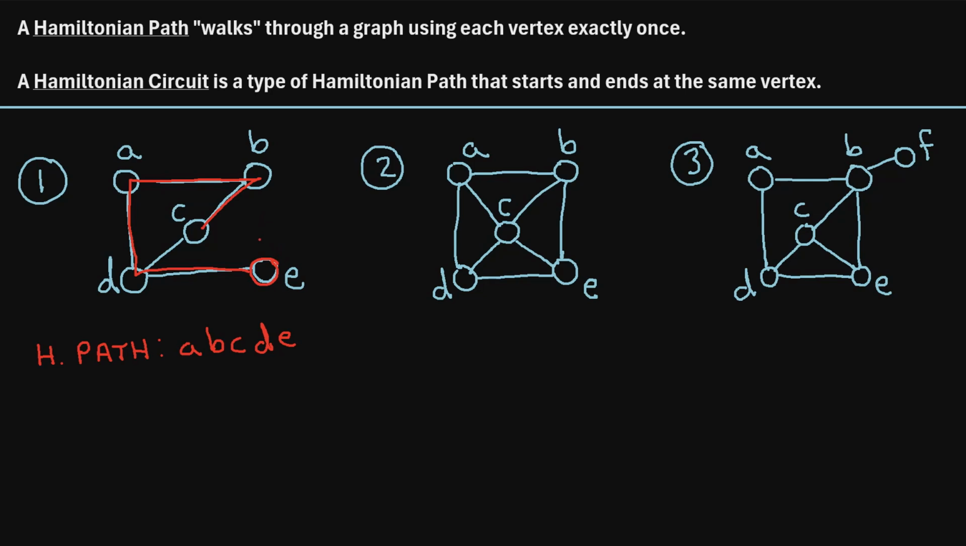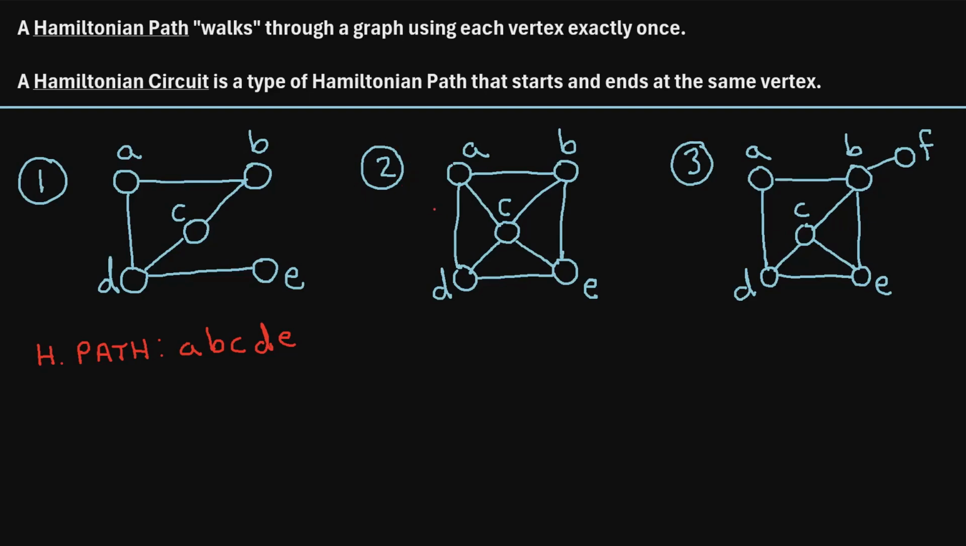Now for this example, we'll notice that there are no Hamiltonian circuits. In other words, there's no way to start at a particular vertex, walk through the graph and visit each vertex once and end back at the same vertex. So only a Hamiltonian path exists for this particular graph. All right, now let's check out example number 2 right here.